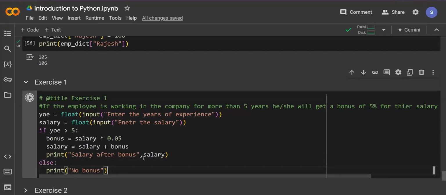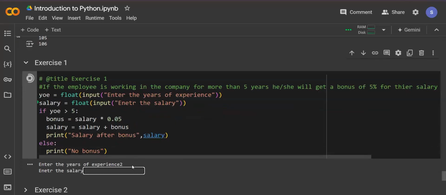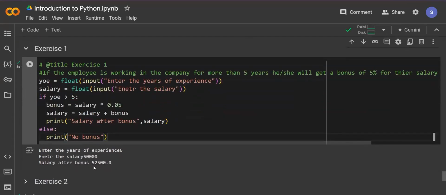So let's run this. So enter the years of experience. Let us take the years of experience as 2 for timing, and 20,000 as the salary. So you can see no bonus, correct? We are not getting any bonus because our years of experience is less than 5. Now let's run this once again. Let us give the years of experience as 6 and the salary as 50,000. Now you can see the salary is 52,500 based on the bonus. It is 5%. So 5% of 50,000 is 2,500, and that is being added to the actual salary.